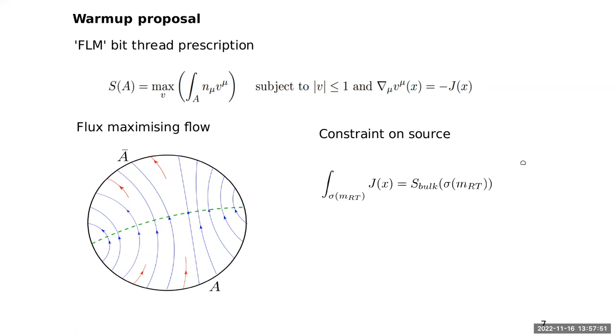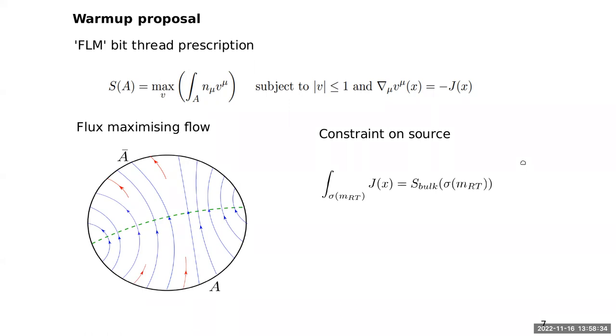Okay, so this constraint on the source comes from just the divergence theorem, which says that the flux through A, which is this semicircle, is equal to the flux through the RT surface plus the integral of this divergence term over the bulk homology region. That gives you this, in order to match the FLM formula. So the proposal was independently found by Compadazzo and Cesargon, who published on the same day. The key difference between our papers is that they don't have a description equivalent to the QES proposal. They just have this bit thread proposal.